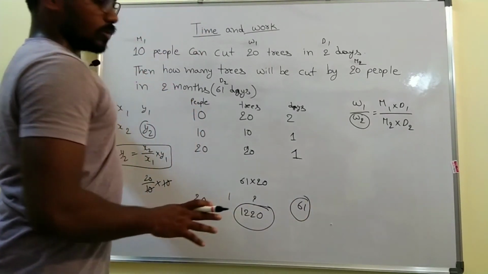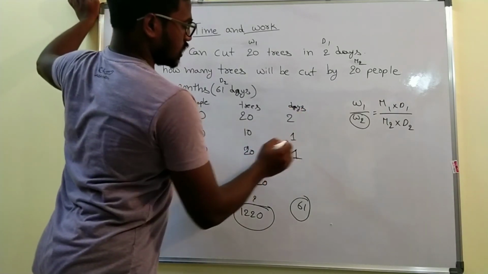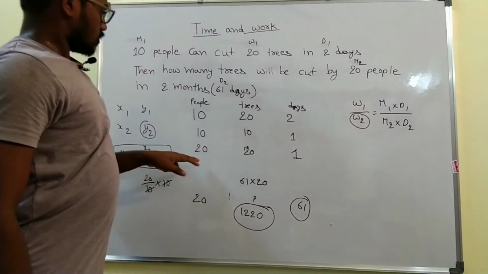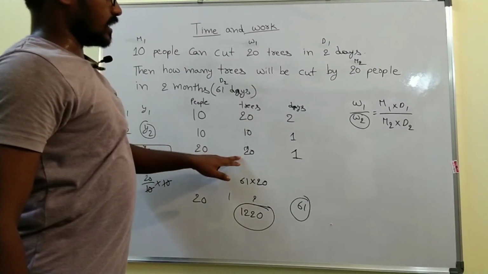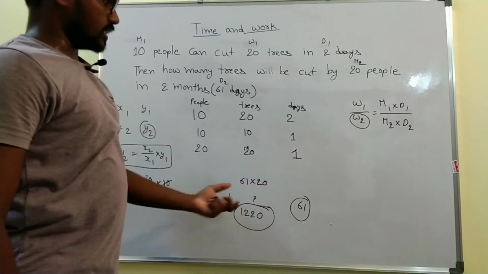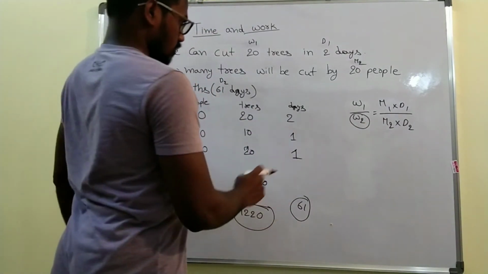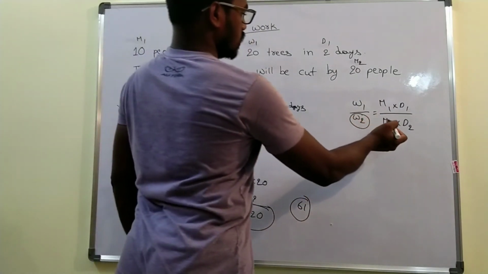These types of problems become easy only when we reduce to 1 day. If you find that a certain number of people can cut a certain number of trees in 1 day, then obviously for any number of days we can multiply easily. So this is the direct formula, and we can find the answer using this formula also.